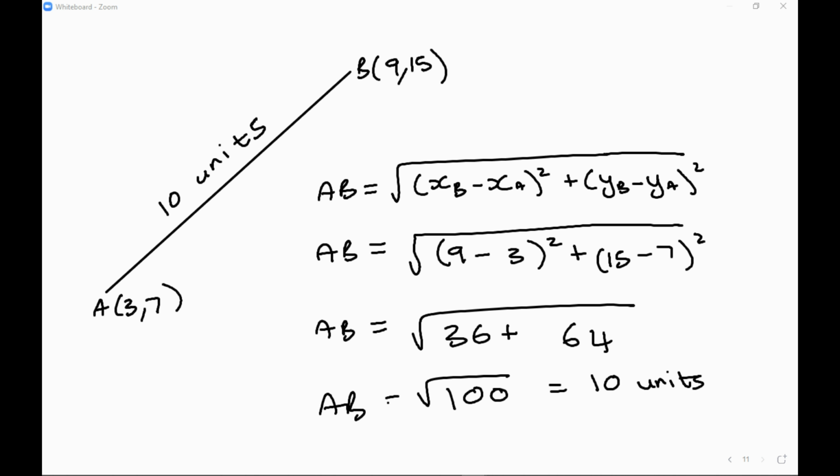If we leave our answer with a root, it's called surd form. So if we get an answer that doesn't simplify to a whole number, then we call it surd form.